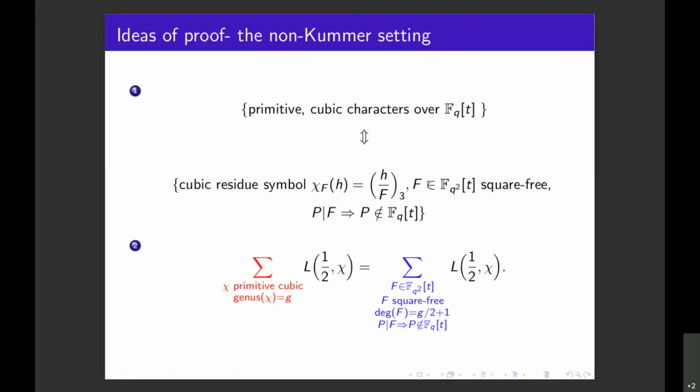And then our sum over primitive cubic characters over Fq[t] becomes a sum over elements of Fq squared [t] whose conductor is square free, with the property that if P divides F, then P is not in Fq[t]. So this quantity on the right-hand side is the one that we need to investigate.